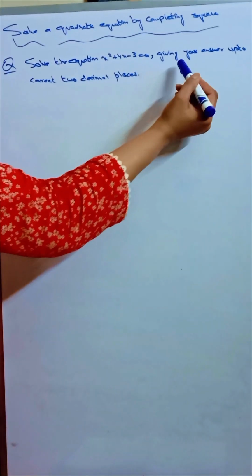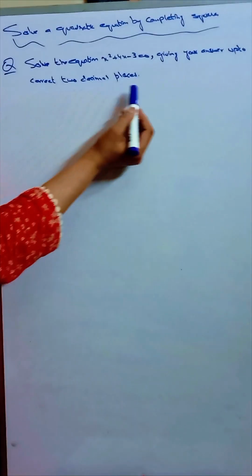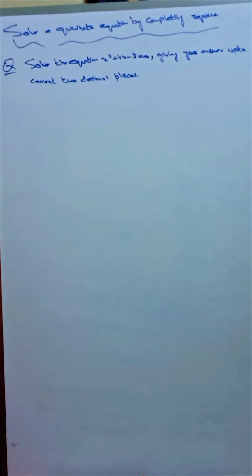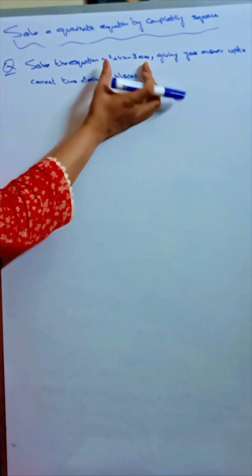The question is: solve the equation x square plus 4x minus 3 equal to 0, giving your answer up to correct two decimal places. In the question, they have given you the complete equation. Now we have to find the answers up to two decimal places. So let's start.